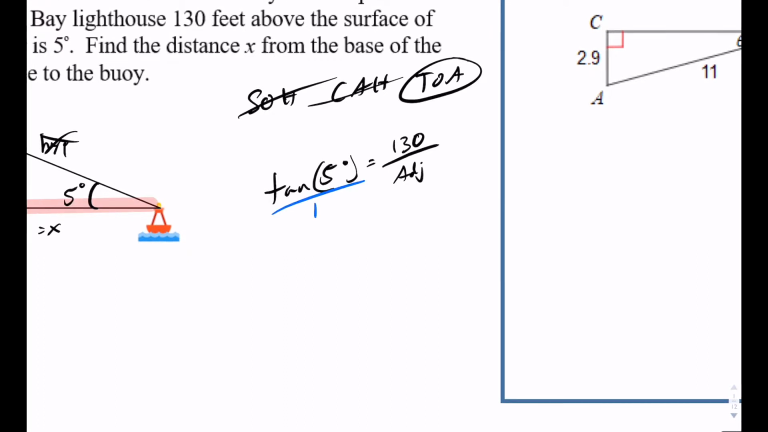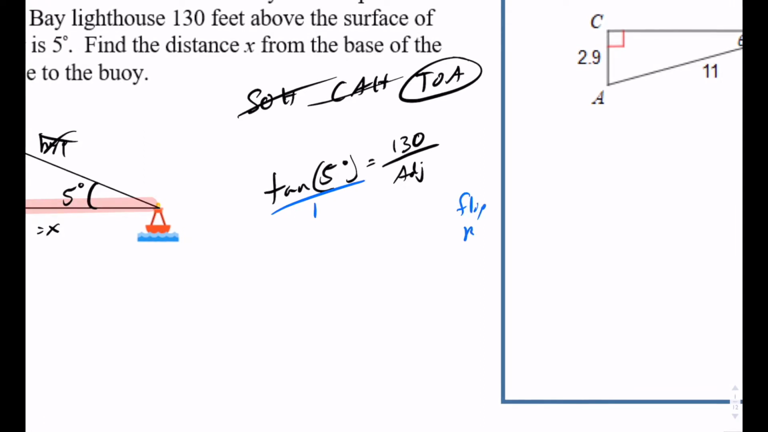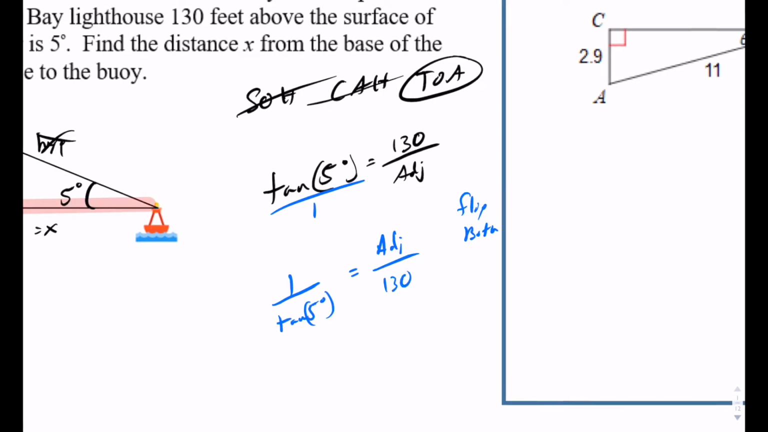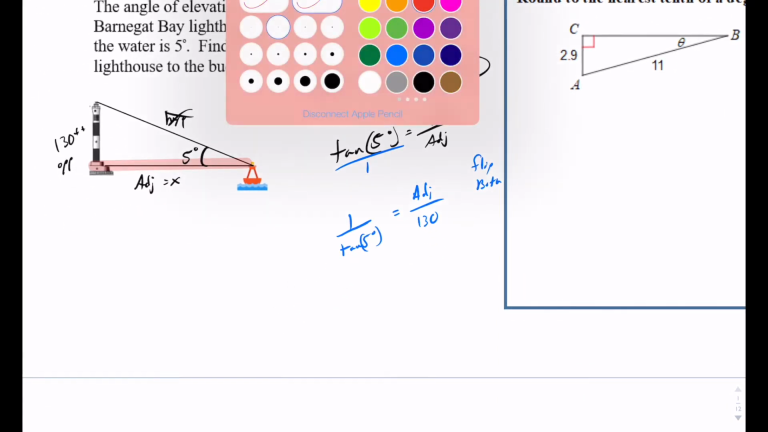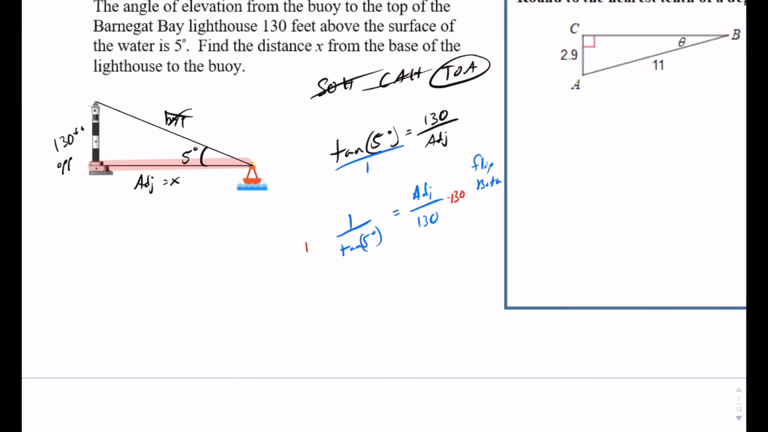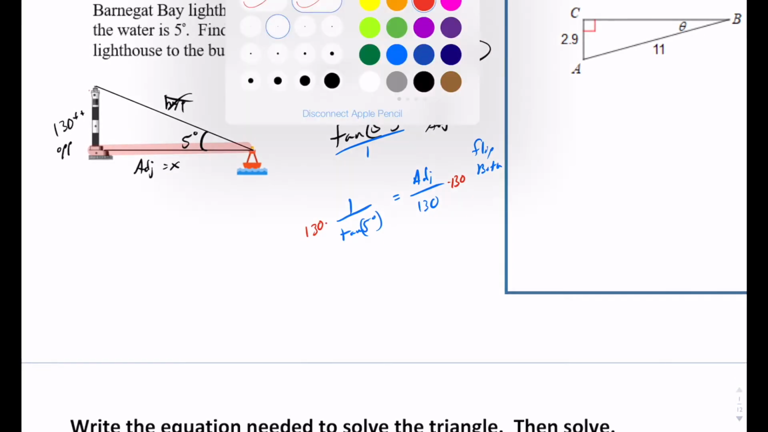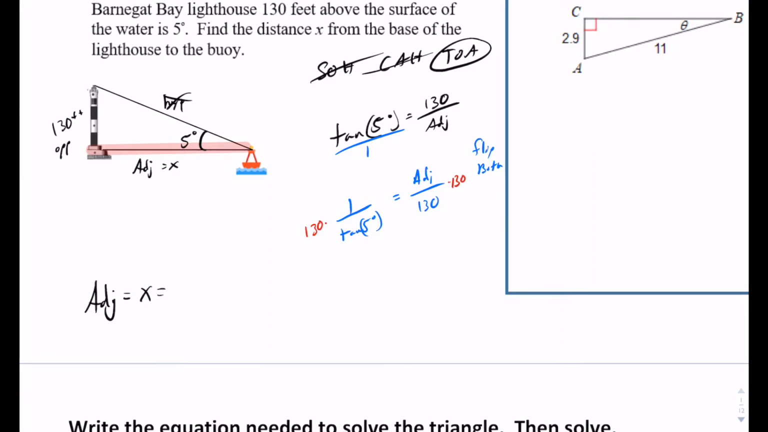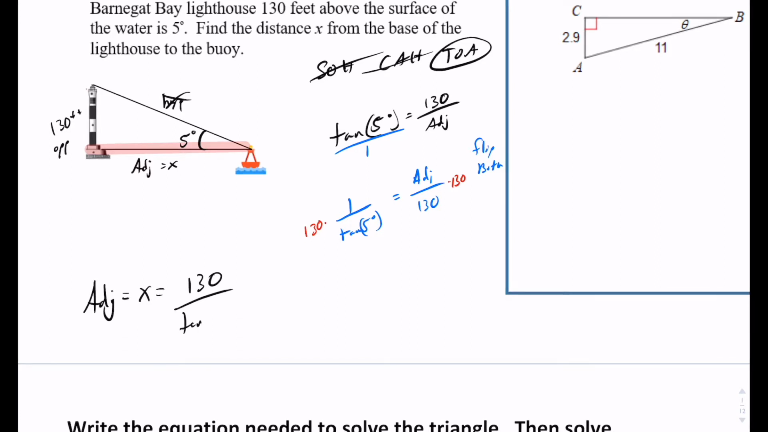So I'm going to divide this by 1 and make it into like a pseudo fraction and then just flip both upside down. So this would be 1 over tangent 5 degrees, and this would be adjacent over 130. Now it's easy to multiply times 130 and get adjacent by itself. So now our final answer would be adjacent, or x. In this case, you could say x equals 130 over tangent 5 degrees.